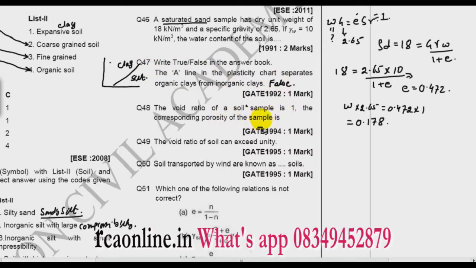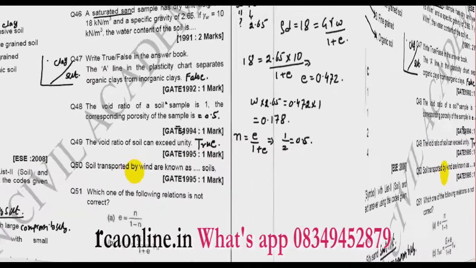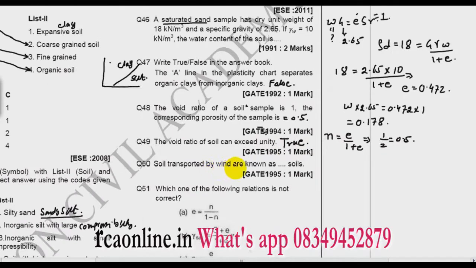The void ratio of a soil sample is 1. The corresponding porosity is what is given? e is given. And what is the formula of porosity? n is equal to e over 1 plus e. So if you check, void ratio is given as 1. So porosity will become 0.5. Now it is a true and false question. The void ratio of soil can exceed unity. True. Can exceed unity. Soil transported by wind are known as, we have already done this many times, aeolian soil.